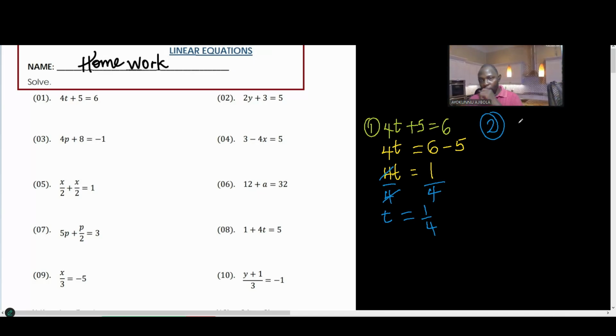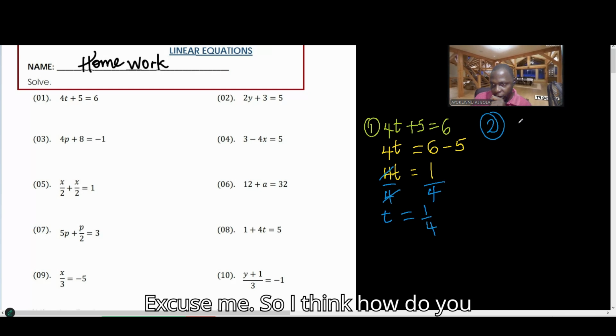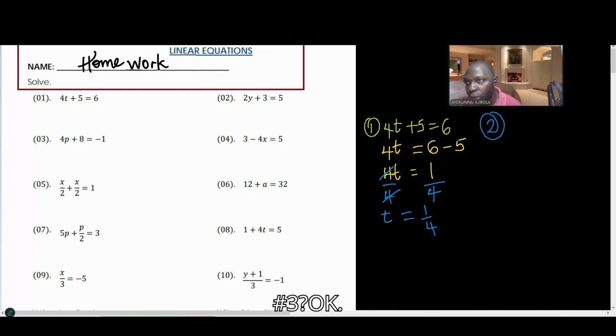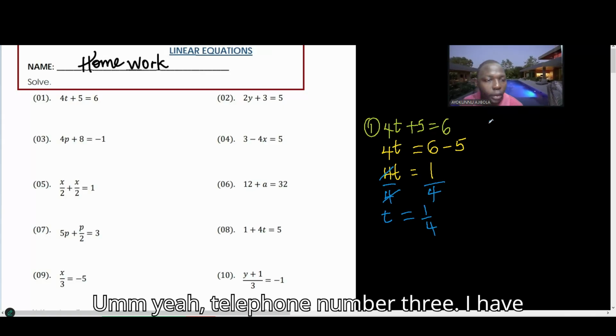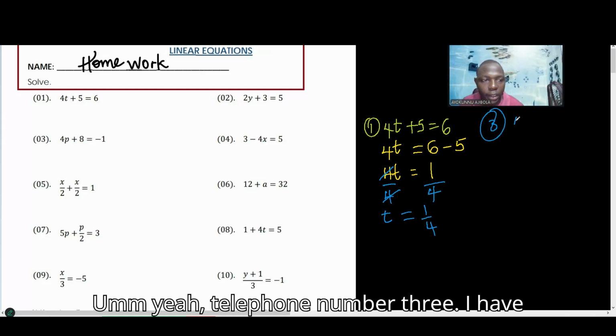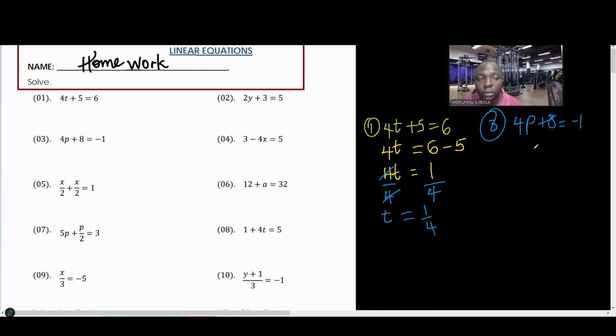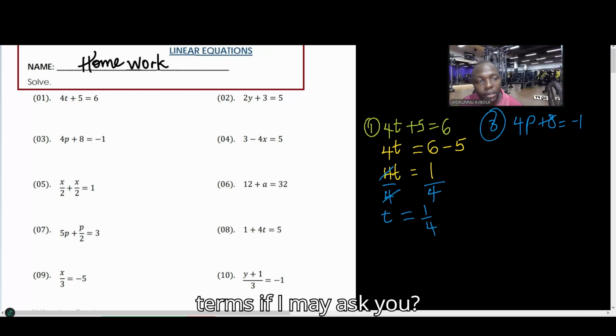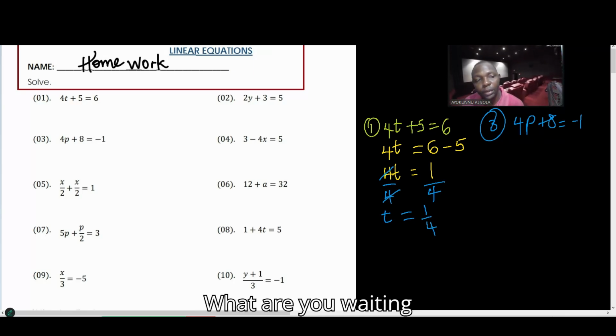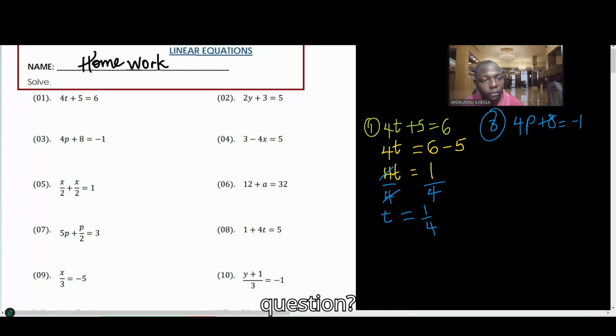So I think I'll do number 3. For number 3, I have 4p plus 8 equal to -1. So what are the like terms, if I may ask you? What are the families? Quick question.